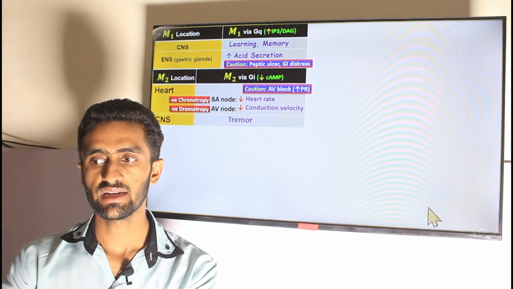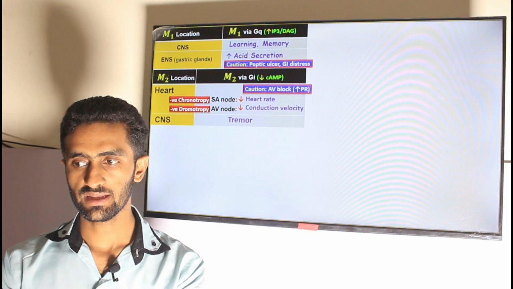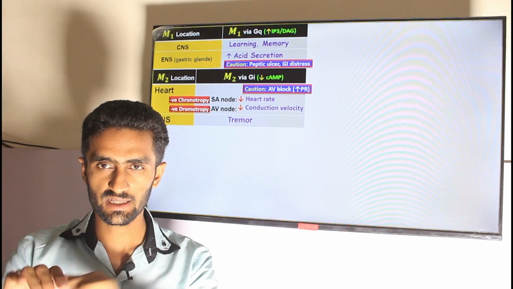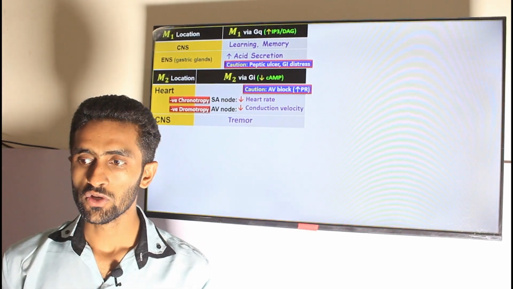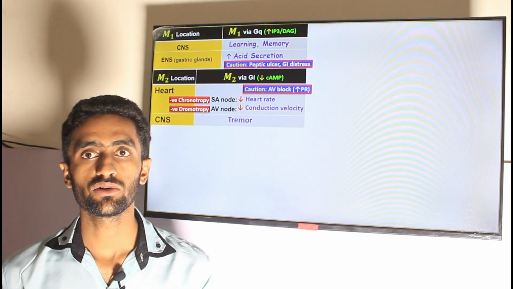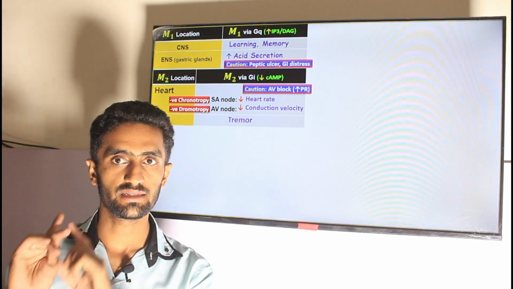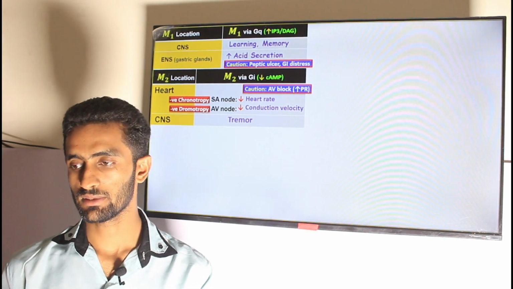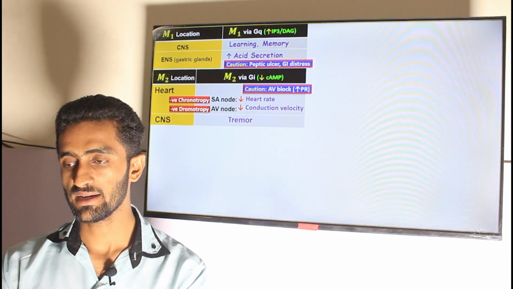So caution in AV block, because in AV block you normally see the ECG PR segment elevated. Because they decrease the heart rate and the conduction velocity, it's contraindicated in an AV block patient. Okay, so your patient may die.